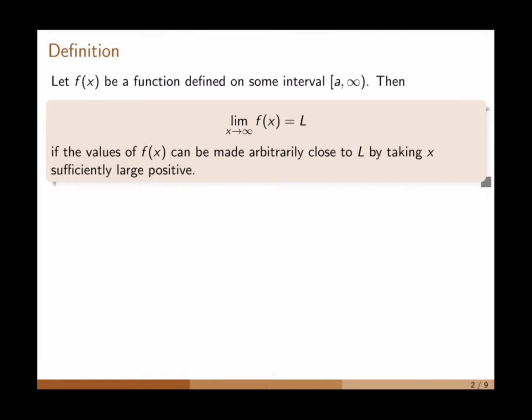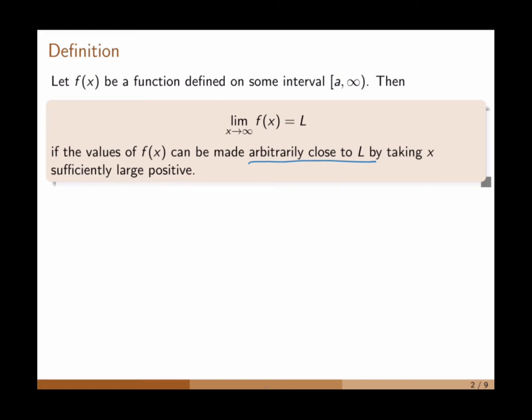Let's start with a definition. So let's assume a function is defined on an interval from a to infinity. Then we say the limit as x goes to infinity of f of x is equal to L if the values of f can be made arbitrarily close to L by taking x sufficiently large positive.